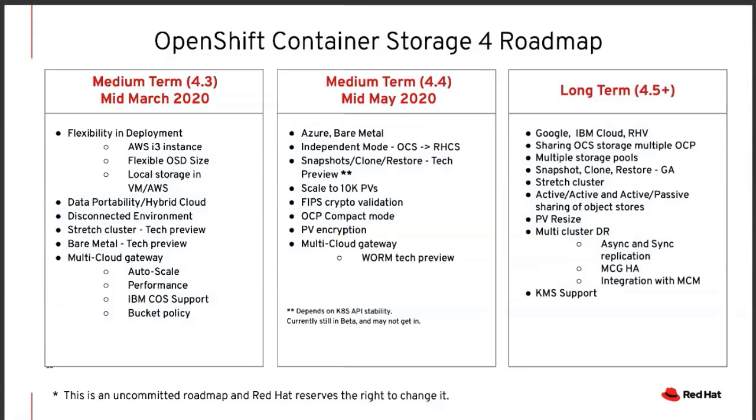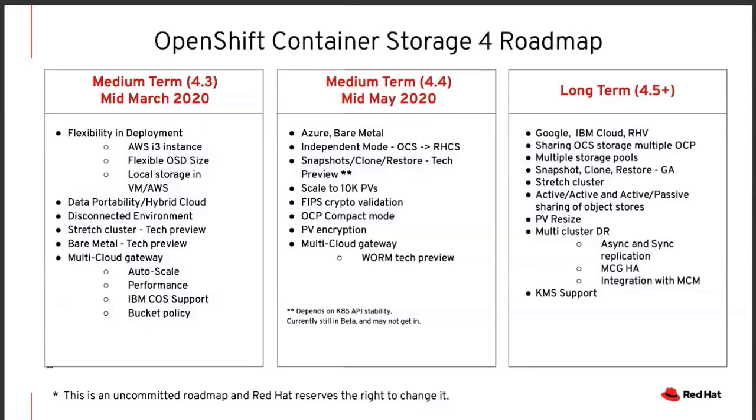The things that are being addressed are flexibility and deployment, AWS i3 instance. So this means that you can run it on a lower skilled resource, hence lower operational cost. Flexible OSD size. At this moment in 4.2 it's fixed. It's fixed at 2 terabytes. In 4.3 you will have more flexibility, so you can have other OSD sizes there. OSDs are the basic parts in the Ceph storage.